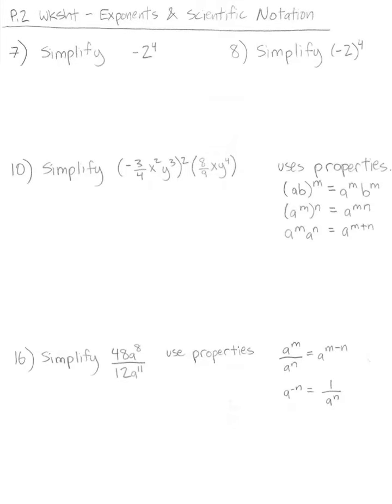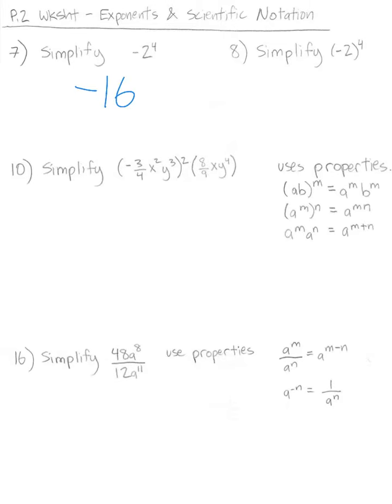Okay, starting with number 7, the difference with number 7 versus number 8. In number 7, based on order of operations, you're going to raise the 2 to the power of 4 and then apply the negative. So you're going to evaluate the exponent first in PEMDAS before you would multiply by -1. So in this particular case, 2 to the 4th power is 16. You apply the negative and your answer is -16.